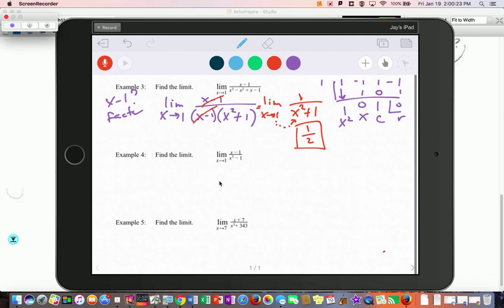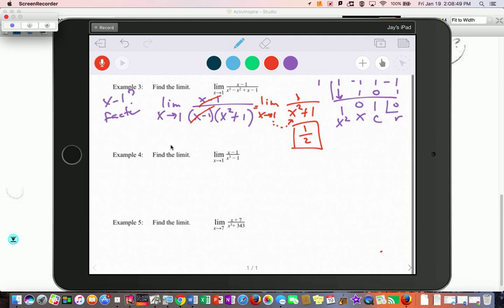I would try example 4 and 5 as DIYs. Test by synthetic division. Remember, this would be 1, 0, 0, and a negative 1. This would be 1, 0, 0, 343. See if you can set up synthetic division, figure it out, and then come back and check your answers.